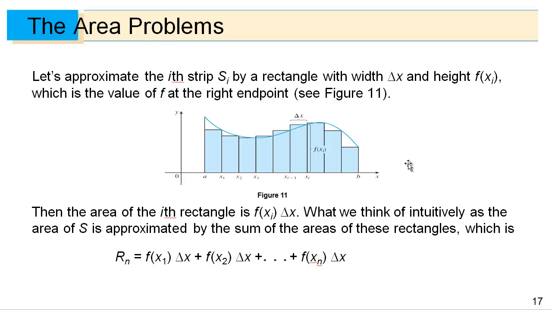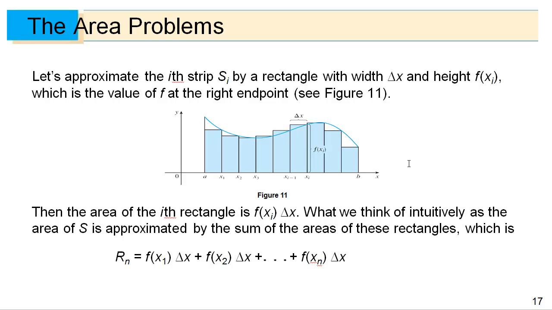Okay, so again, the ith strip, then we're going to take the height at x sub i, so that's f of x sub i, right? Because the height is just the function evaluated at x sub i, so it's just the function evaluated at this point, whatever that number happens to be. And then the width is just this delta x.